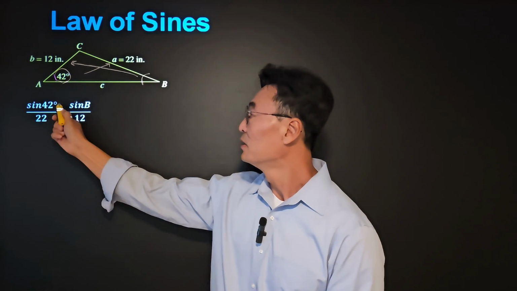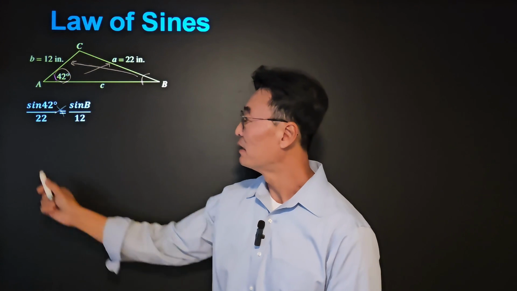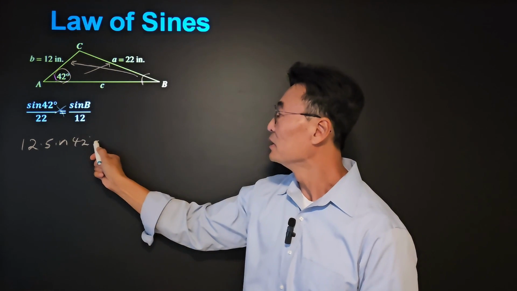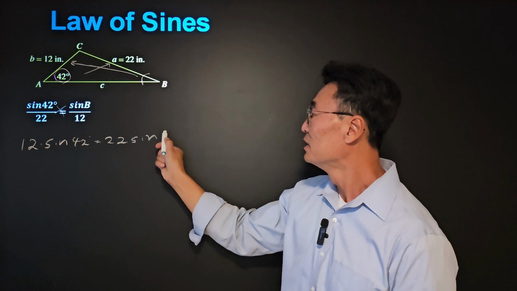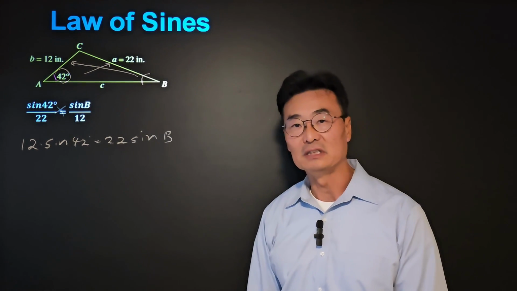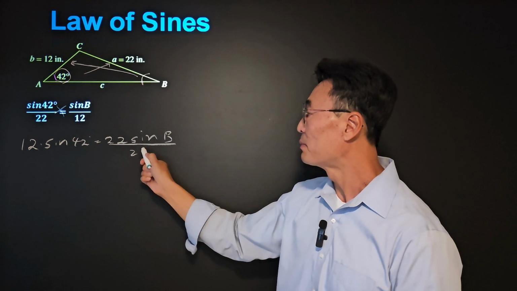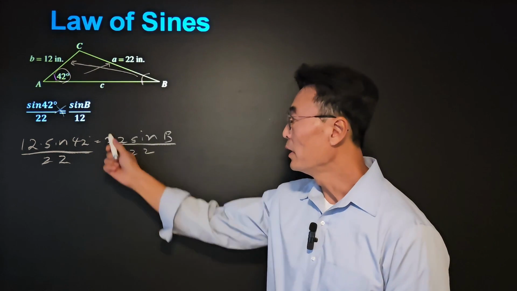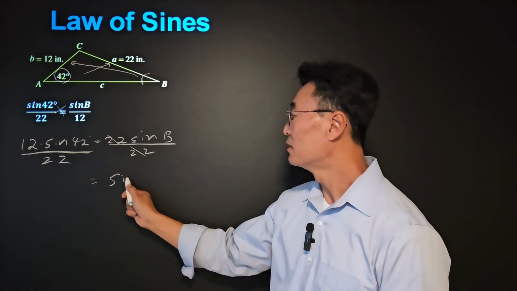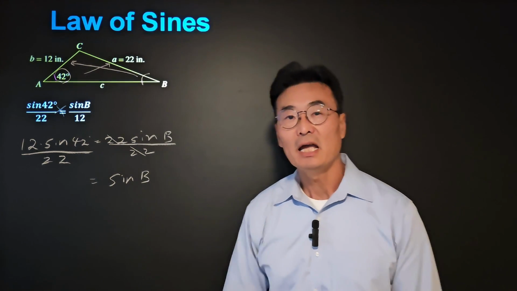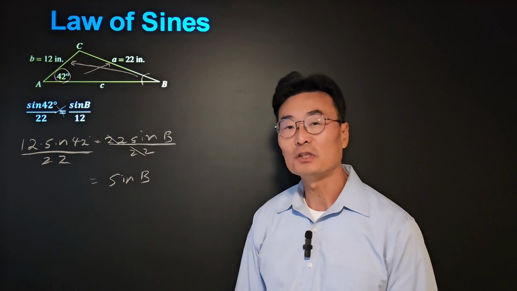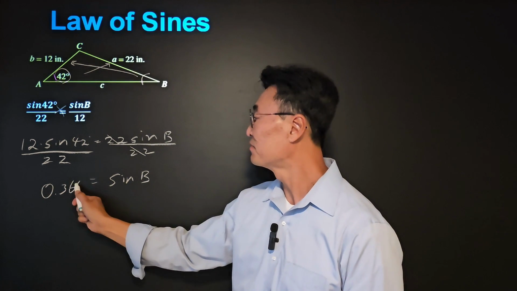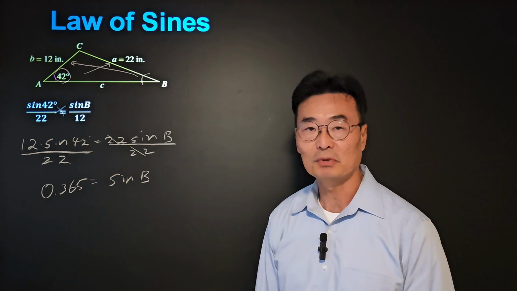Again, we could cross multiply, where we have 12 times sine of 42 equals 22 times sine of B. To solve for B, we're going to divide both sides by 22, where we're left with sine of B on the right side. If we plug in 12 times sine of 42 over 22 into a calculator, we get 0.365, rounded to 3 decimal places.